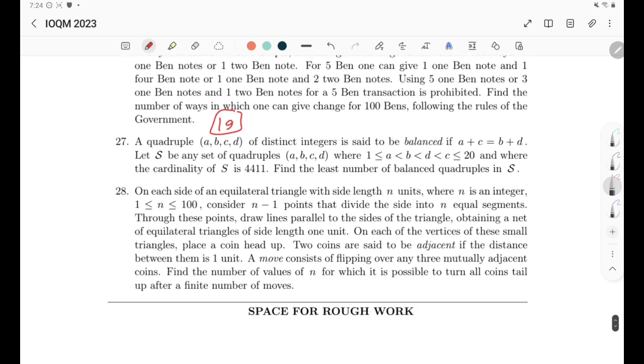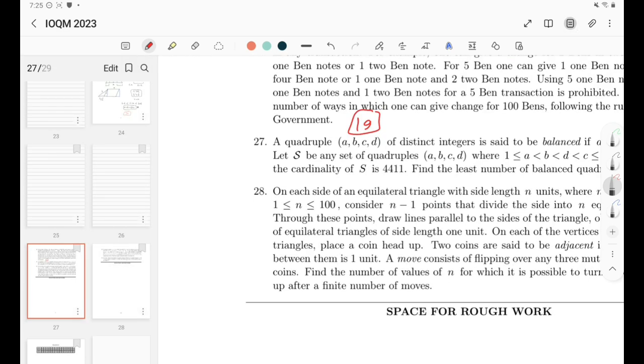Okay, next, a quadruple of distinct integers is balanced if a plus c is equal to b plus d. We're going to take a set S of any 4 numbers such that they're ordered, distinct, between 1 and 20, and the cardinality of S is 4411. Find the least number of balanced quadruples. Okay.